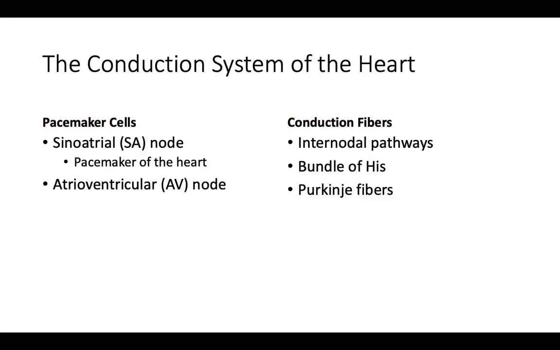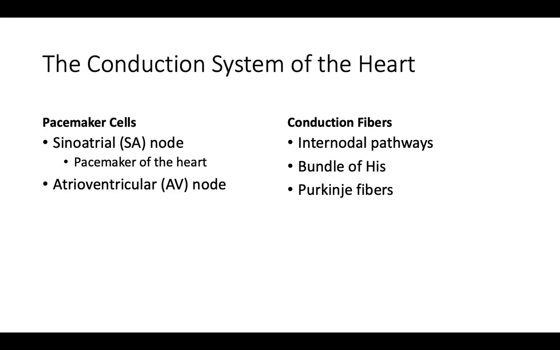Let's look at the actual groups of pacemaker cells. So we've got the sinoatrial node, known as the SA node. This is the main pacemaker of the heart. This is going to initiate action potentials at the fastest rate. This is essentially the captain in chief, right? This is the one that's setting the tone, setting the pace, because it can initiate action potentials at the fastest rate that we'll see. The second group of pacemaker cells are the atrioventricular nodal cells, or the AV node.